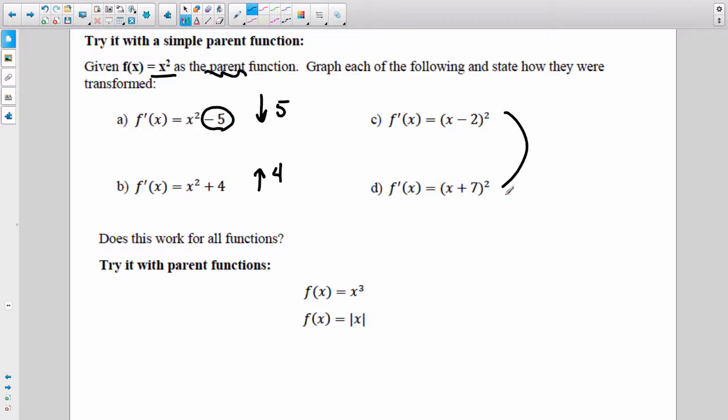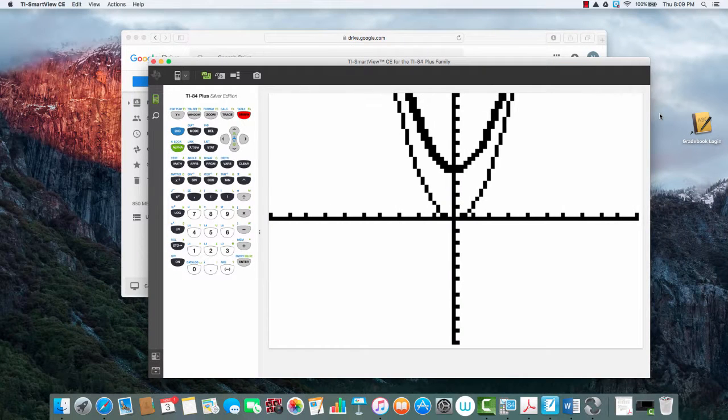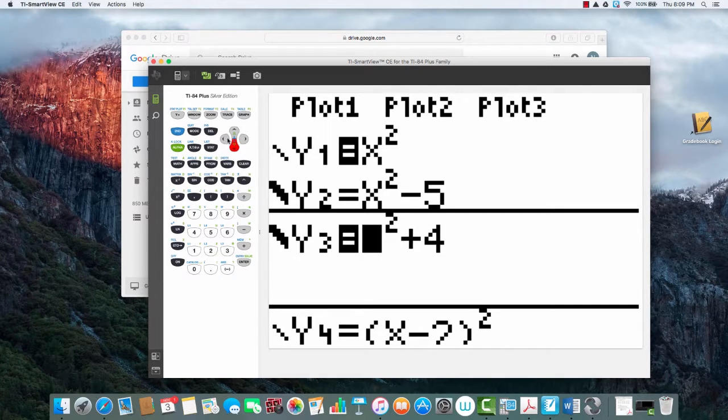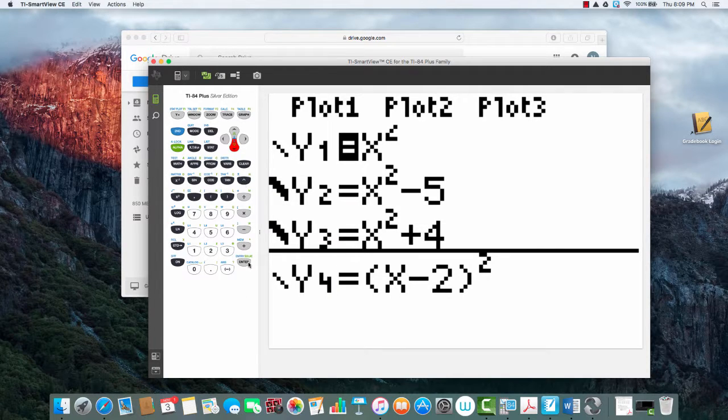If you're going to give me a negative 2 inside the parentheses and then square it, remember the original looked like this. So if you're going to introduce something inside that parentheses, what will that do to the graph? Let's take a look. I'm going to get rid of this one, and I'm going to turn this one on. X minus 2. I'm going to hit enter to turn on that graph. Change it so it's a little more visible to you.